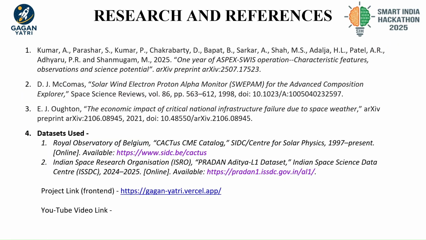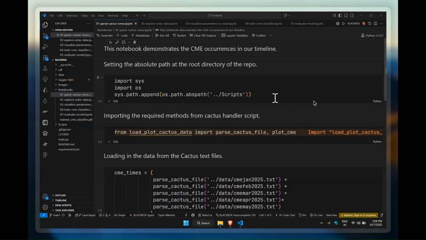Now, at the end, I want to conclude that we are not preventing the coronal mass ejection, but we are minimizing the damage of coronal mass ejection on Earth. Thank you. Now, here is a short video of our prototype, backend, ML model, and front end.